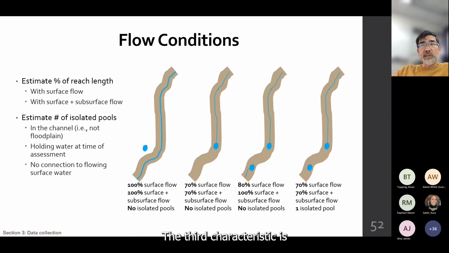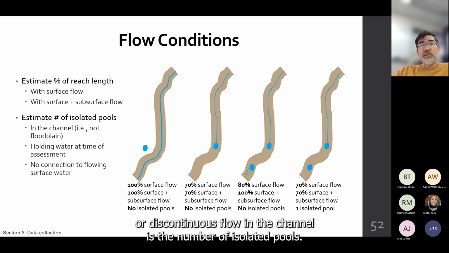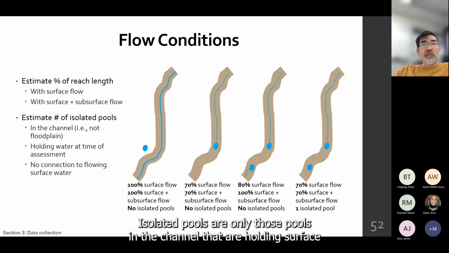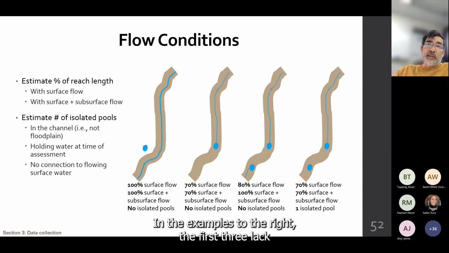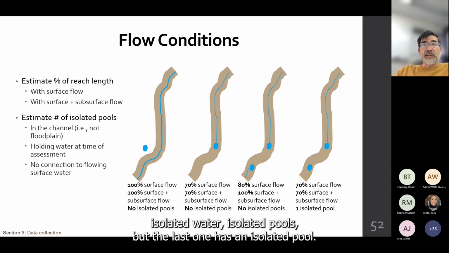The third characteristic, when you have a mostly dry or discontinuous flow in the channel, is the number of isolated pools. Isolated pools are only those pools in the channel that are holding surface water and have no visible connection to surface water. In the examples to the right, the first three lack isolated pools, but the last one has an isolated pool.